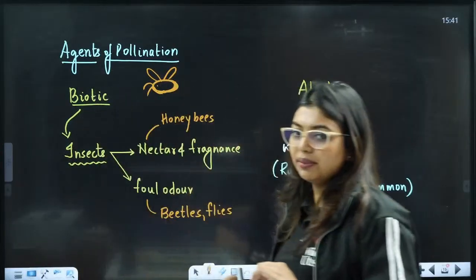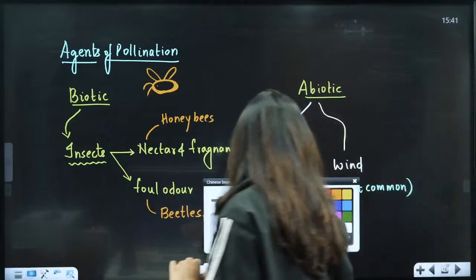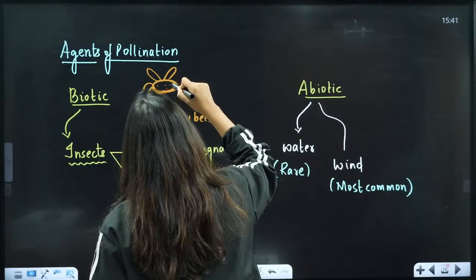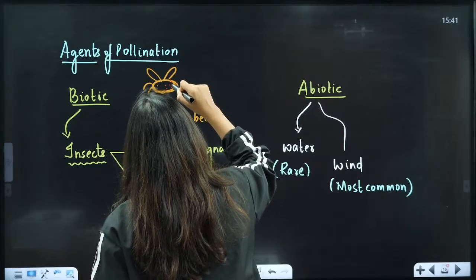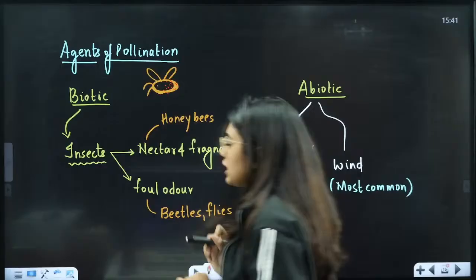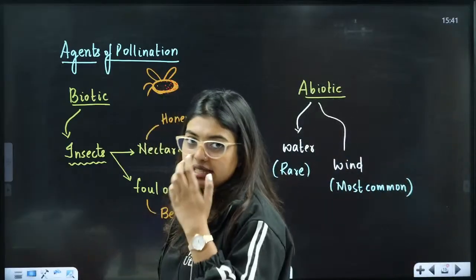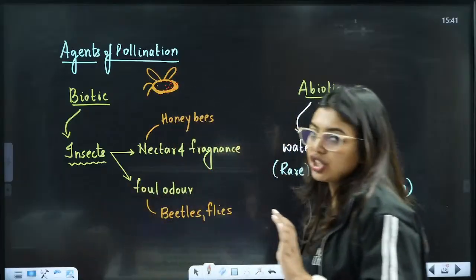Okay, this is a honeybee. Now on the honeybee, what is going to happen? Let's say if there are pollen grains, the pollen grains are going to attach to the body, right? Like the fur, it is going to attach. Now this honeybee is going to go and sit on some other flower and it is going to dust these pollen grains there. Okay, so that is how this pollination is going to happen.